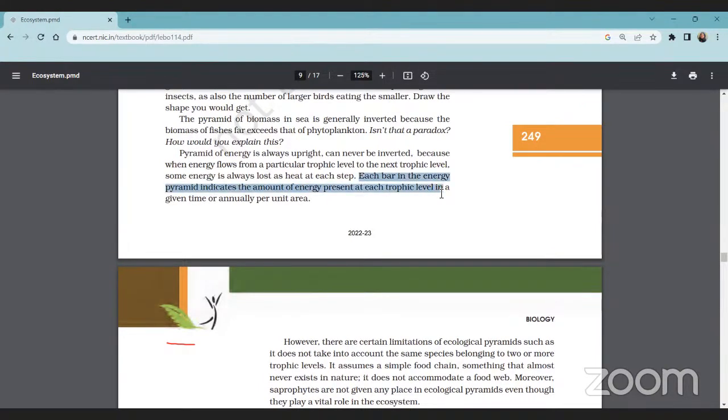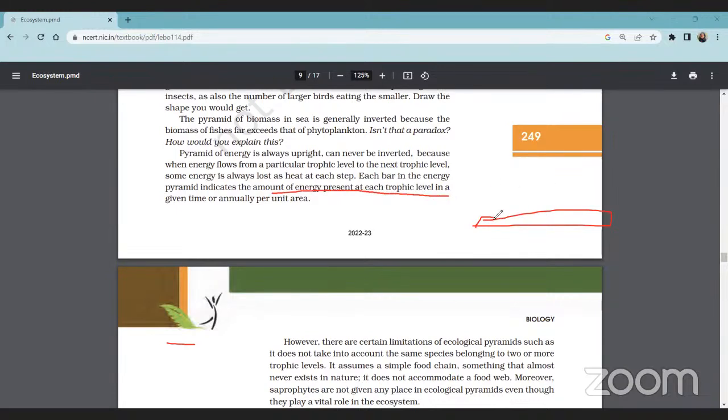Here, each bar in the energy pyramid indicates the amount of energy present at each trophic level in a given time or area per unit. That means the shape of the pyramid is formed by these bars. Each bar indicates the amount of energy present at each trophic level.